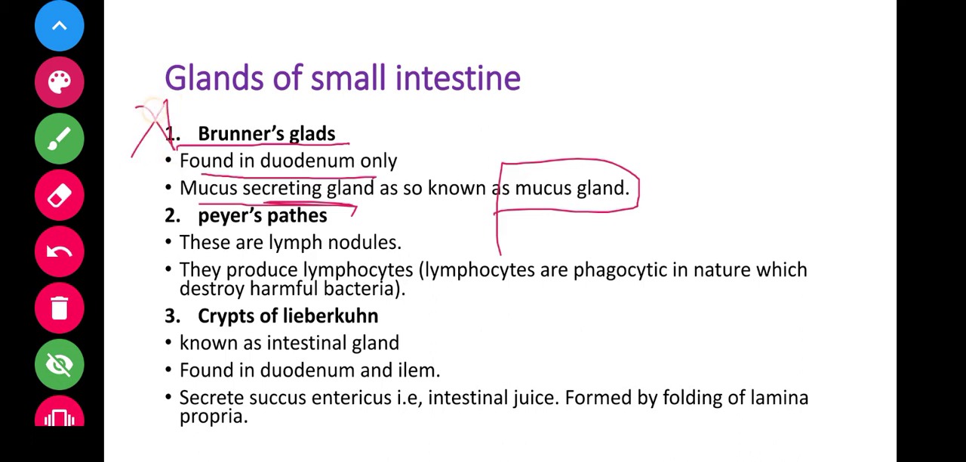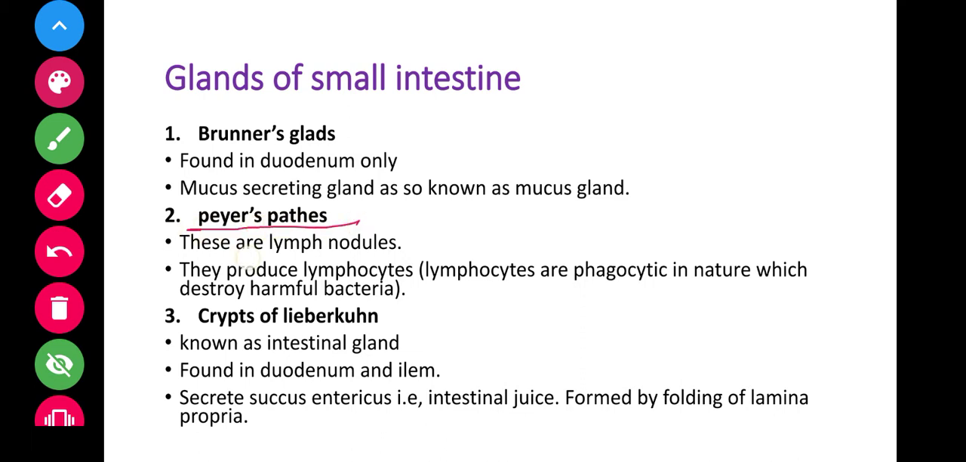Okay, these glands are important. You have to remember these glands. Now the second one is the Peyer's patches. These are lymph nodules. Okay, they produce lymphocytes. We all know what is lymphocytes. Lymphocytes are phagocytic in nature which destroy harmful bacteria.